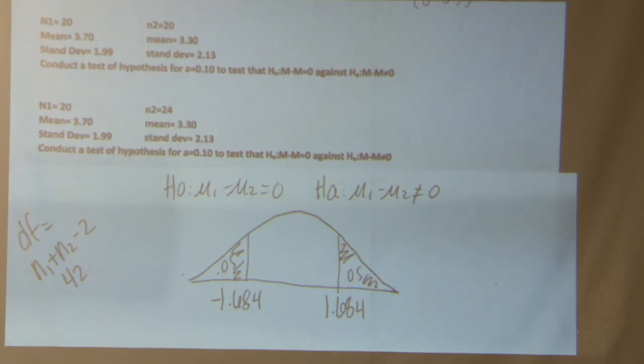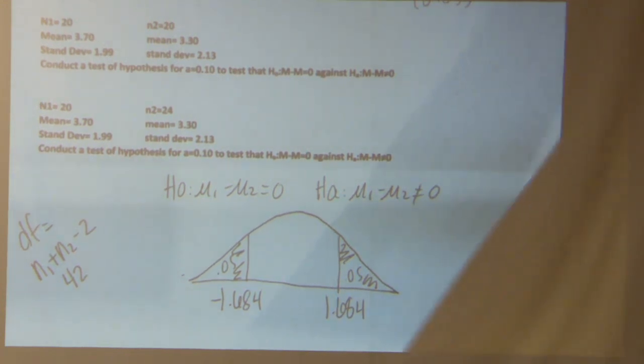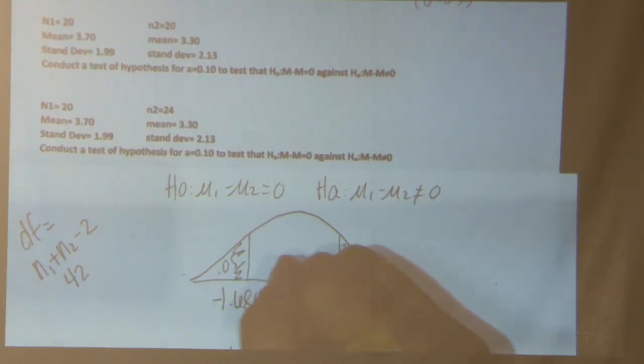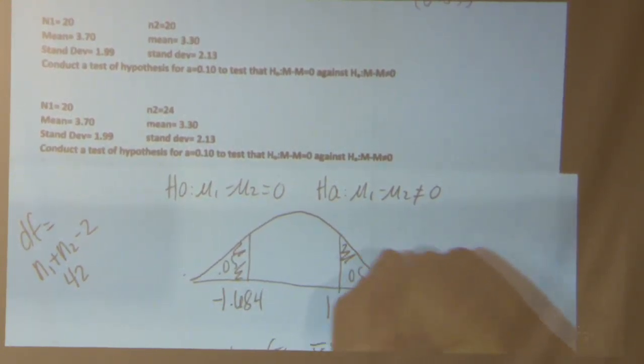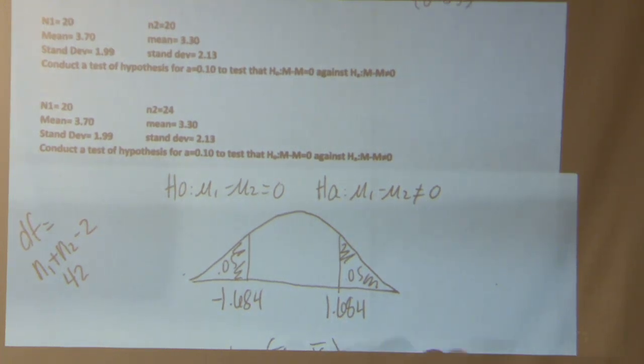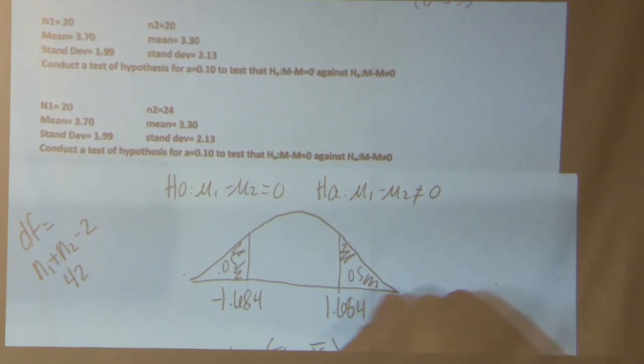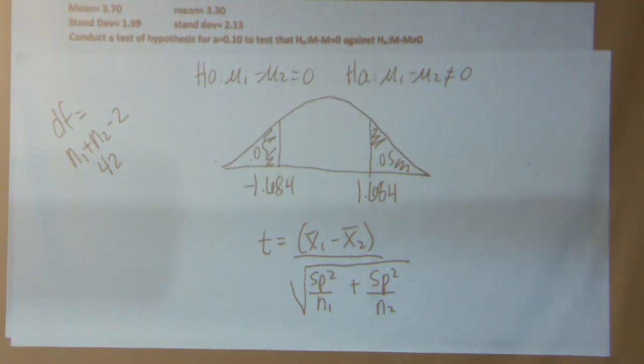So now that we have our critical value with our rejection region, we need to determine our test statistic to see if it falls in there. Since we are doing a two-sample independent test, our test statistic t is going to be equal to x bar 1 minus x bar 2 divided by the square root of sp squared over its n value plus sp squared over the second n value. So sp squared is a specific formula, and it's important to note that once you find the value, don't square it again. The formula is for sp squared.